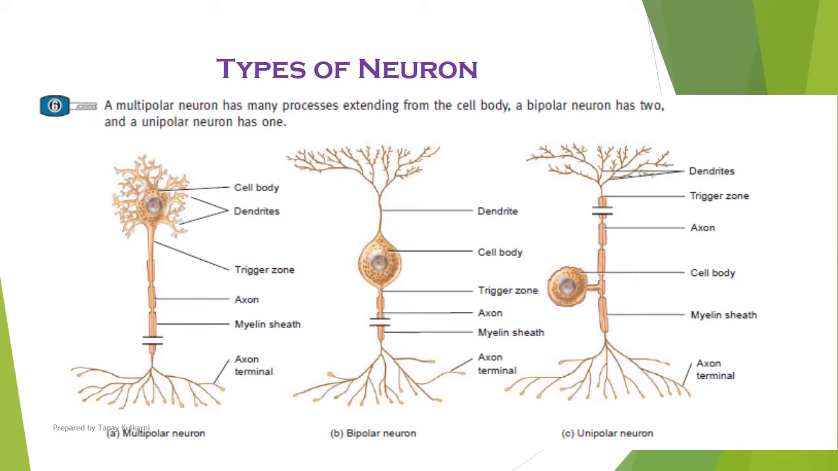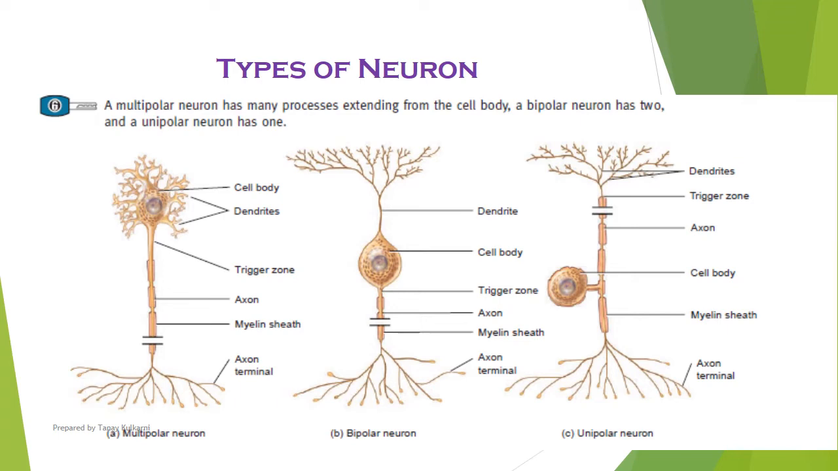What is the meaning of the word multipolar neuron? If the cell body has more number of dendrites along with the axon, it's called a multipolar neuron. Now if you see in the first picture, the cell body is loaded with many dendrites along with one long axon.